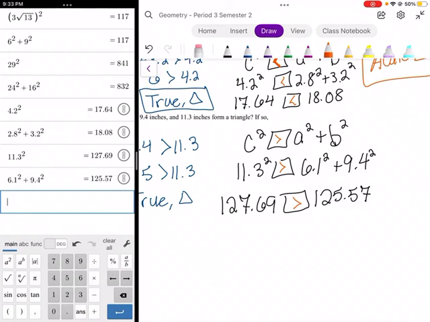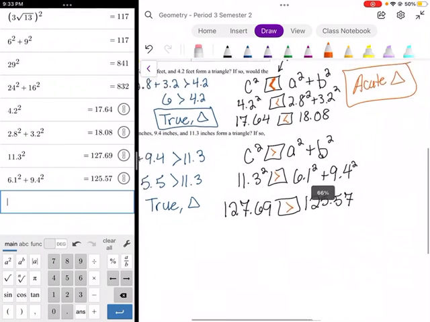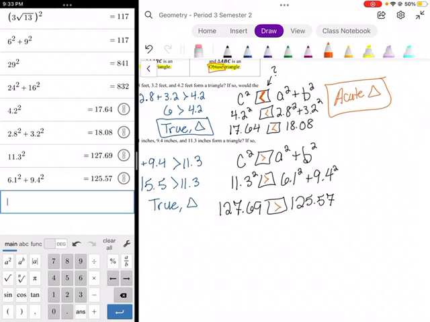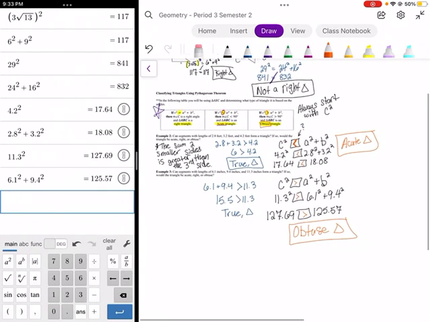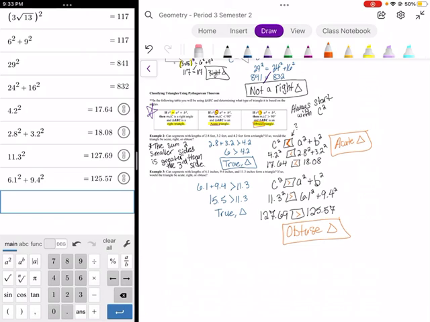So in this example, c squared ends up being the bigger value. So because c squared is bigger, that tells us we have an obtuse triangle. And if they were equal to each other, then we could say that it is a right triangle.